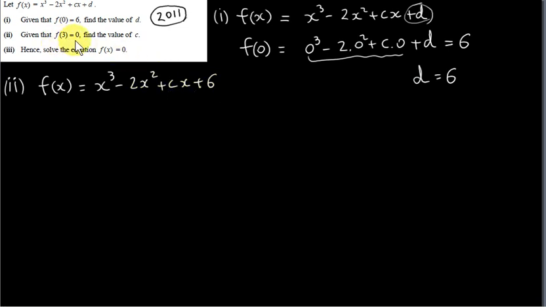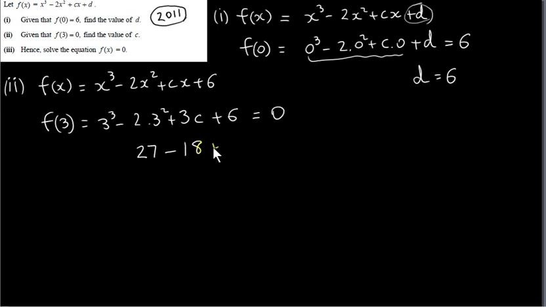We're given that f(3) is equal to 0, so let's get f(3). We just plug 3 in here. We have c times 3, well, it's better to write that as 3c. And f(3) is equal to 0. So we can solve this equation to find out what c is. 3 cubed is 27. 3 squared is 9, 2 nines are 18. Plus 3c plus 6 equals 0. So we have 27 minus 18, which is plus 9. Plus 9 plus 6 is plus 15. So we get c = -15 divided by 3. That's -5.